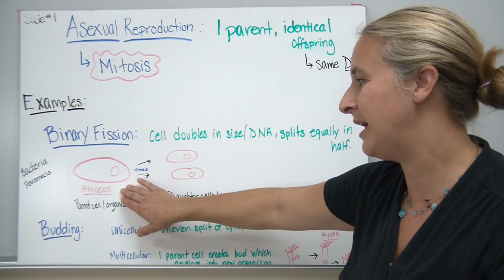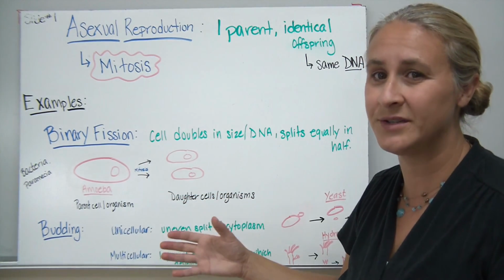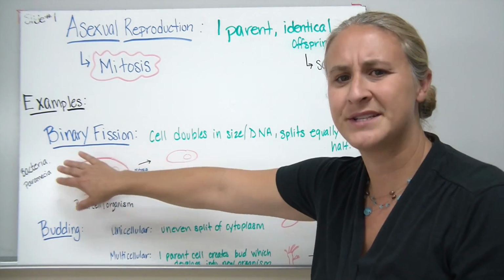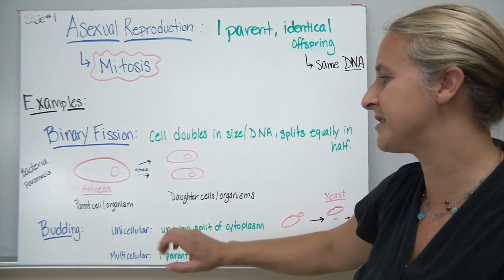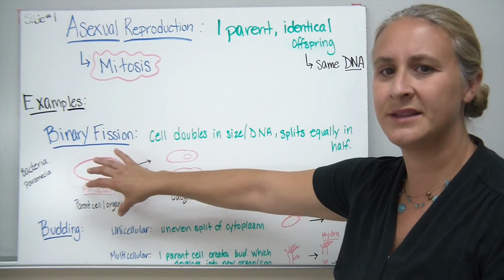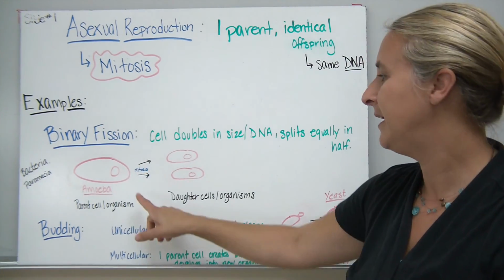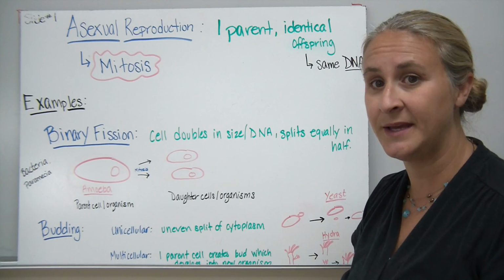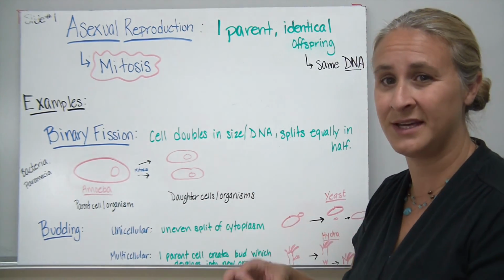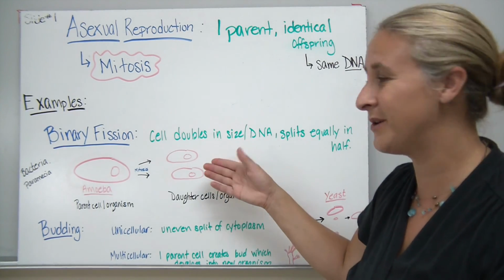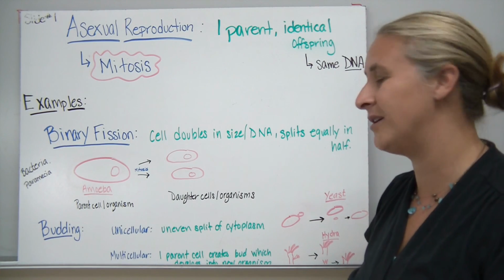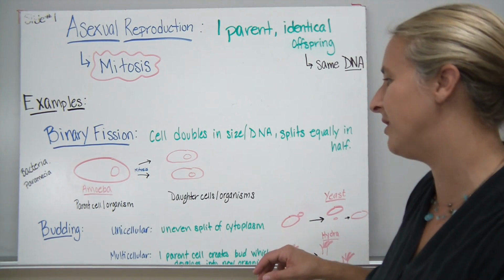For an example, we have organisms like amoeba. Most single-celled organisms carry out binary fission, and amoeba is one of them. Bacteria and paramecium are also examples of single-celled organisms that carry out binary fission. So this would be what we call a parent cell. That parent cell is going to copy its DNA and make a duplicate of it, and then it's going to split itself in half. As it splits itself in half, it's also going to divide up organelles and DNA, and we have two identical daughter cells, or organisms, as they're sometimes called.